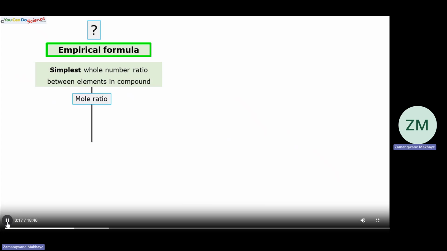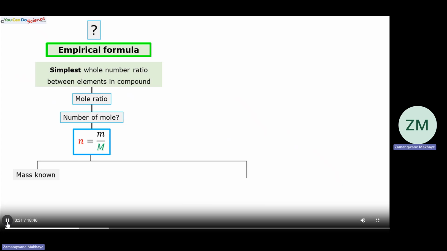The answer is in the mole ratio of the elements to each other in the compound. You must calculate the number of mole of each substance. If the mass of each element in the compound is known, this equation can be used to calculate the number of mole of each element, because mass in gram is known, and the molar mass can be obtained from the periodic table.